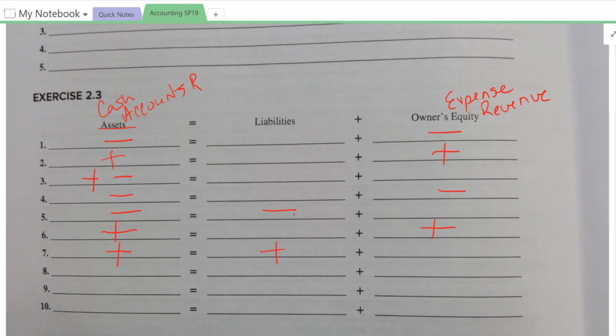Number 8, we purchased equipment for $21,000 in cash. So we know we paid cash, so we're subtracting cash, but we purchased equipment, and equipment is an asset. So our plus and minus goes in the same category for number 8.